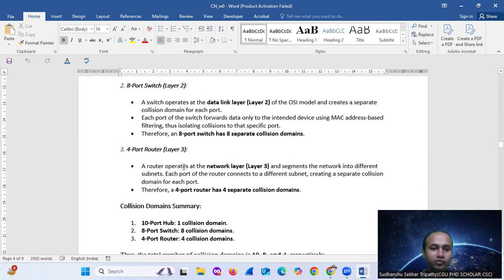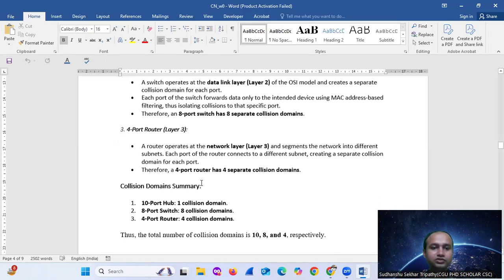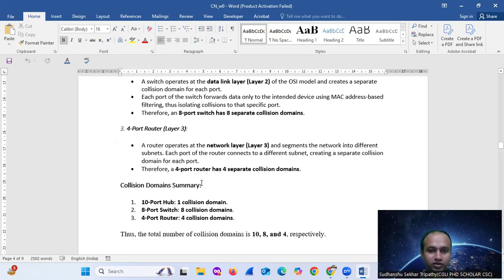Then number 3, the 4-port router, that is layer number 3, okay. A router operates at the network layer, that is layer number 3, and segments the network into different subnets. Each port of the router connects to a different subnet, creating a separate collision domain for each port. So therefore, a 4-port router has 4 separate collision domains.